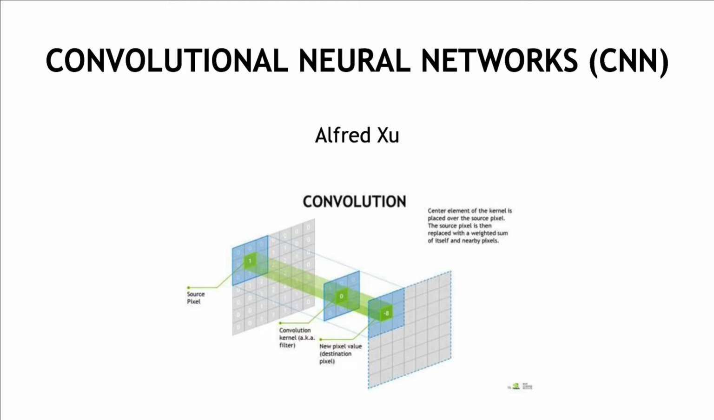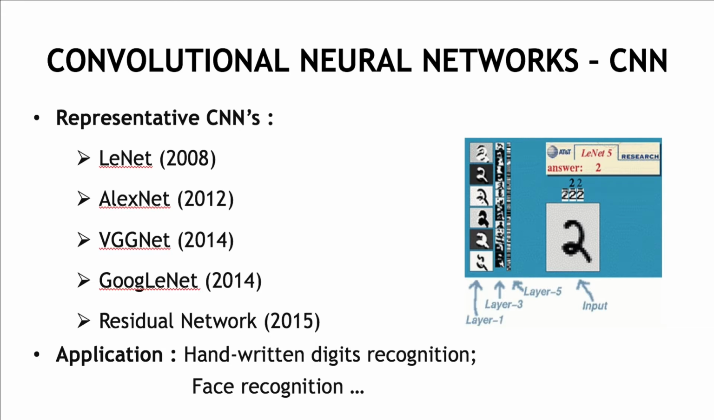Before we dive into technical explanation of what CNN is, let's take a look at a few remarkable CNN examples. In the past decade, there emerged many outstanding CNNs, such as LeNet in 2008, AlexNet in 2012, and ResNet in 2015. These CNNs have been widely applied in many fields, such as handwritten digit recognition, face recognition, object detection, etc. It sounds like CNNs can do a lot of things.